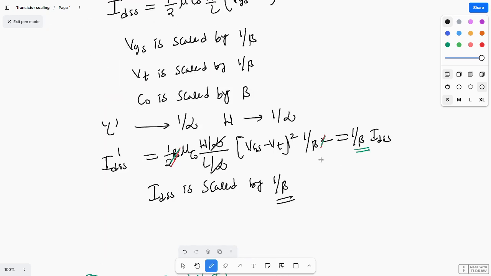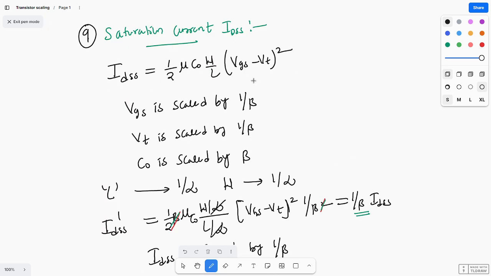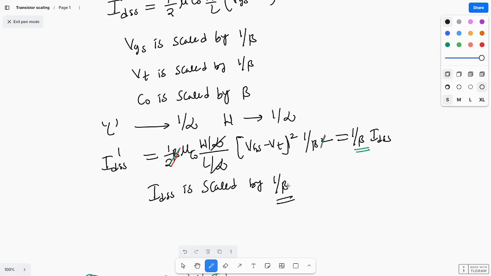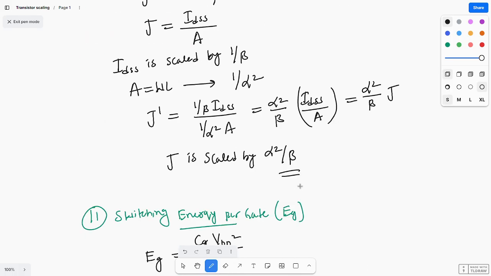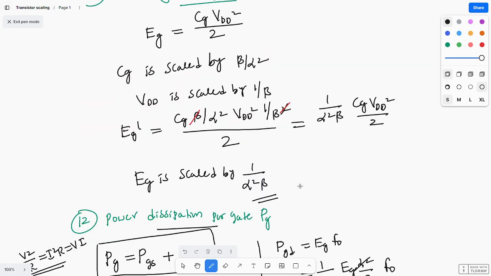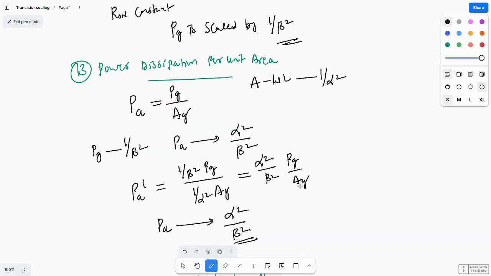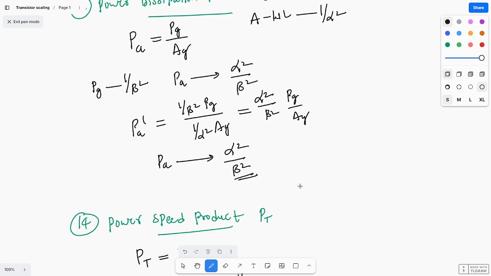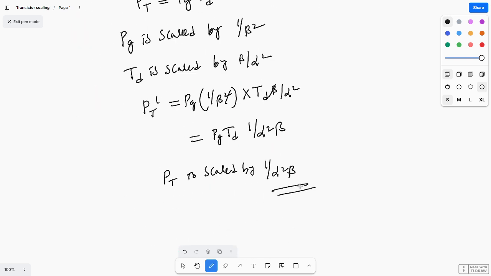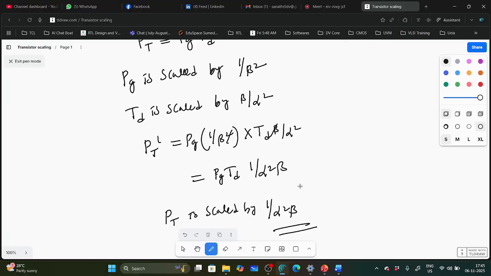And saturation current, we wrote the saturation current equation. During the MOSFET discussion I told you it operates in different regions like linear, non-linear and saturation. Linear and non-linear is nothing but the triode region. That linear current equation I also told you. This is the saturation current equation, and here I am doing the scaling. This is 1 by beta. Current density is scaled by alpha square by beta. Switching energy Eg is scaled by 1 by alpha square beta. Power dissipation per gate is scaled by 1 by beta square, and power dissipation per unit area is scaled by alpha square by beta. Power speed product is scaled by 1 by alpha square beta. Okay, so this is about scaling.